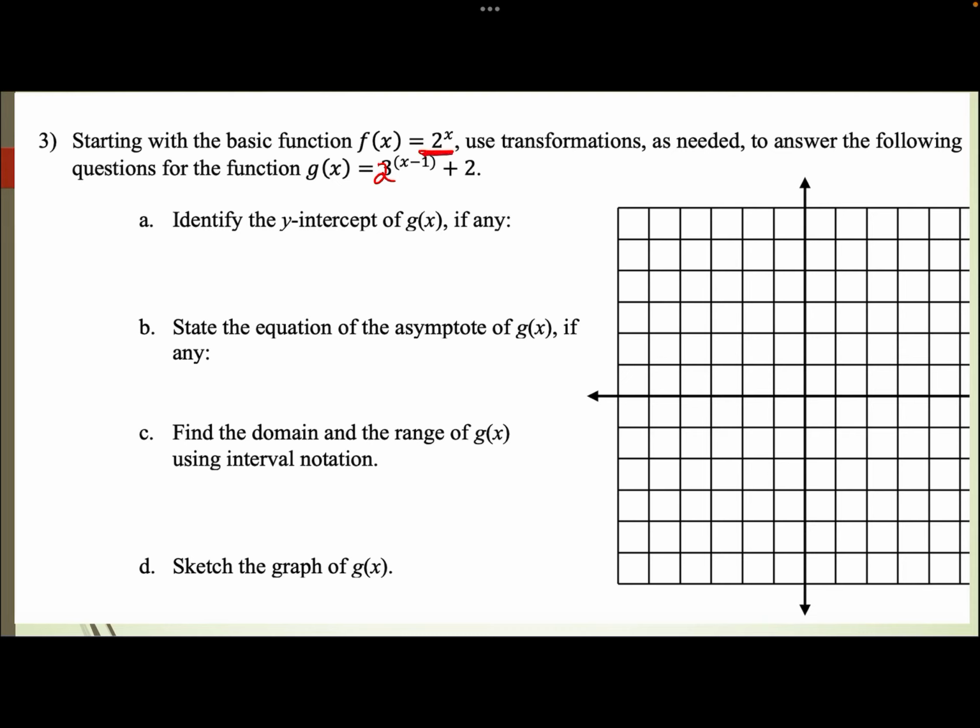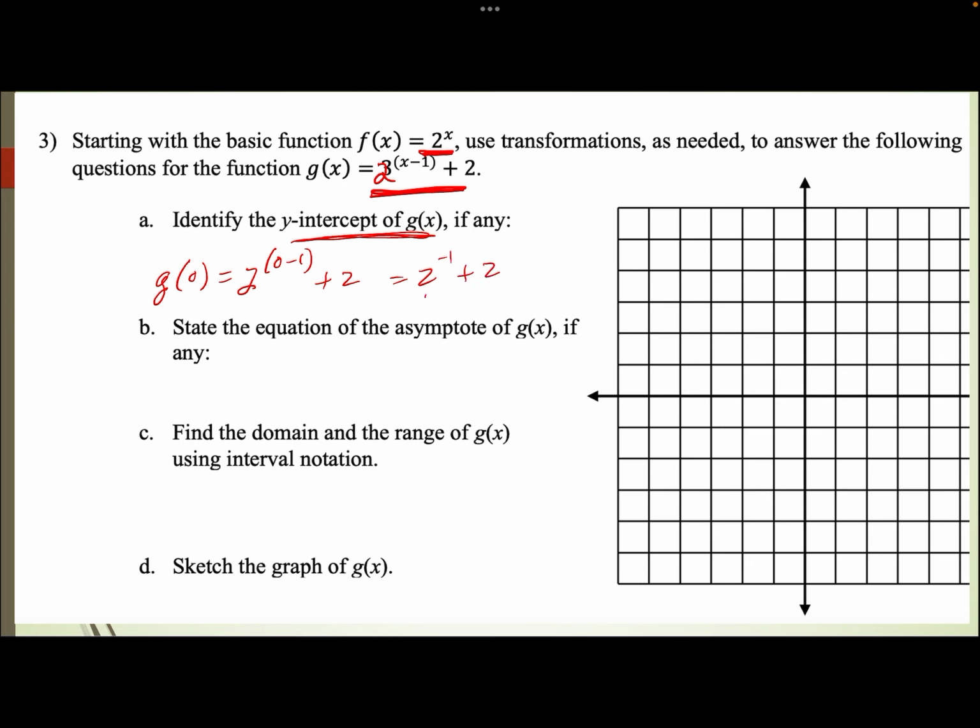These should match. They want you to graph the basic function 2 to the x, and then we'll translate it. So first, they want us to find the y-intercept of g of x. Well, remember, when we find a y-intercept, we make x 0. So we're doing 2 to the 0 minus 1 plus 2.